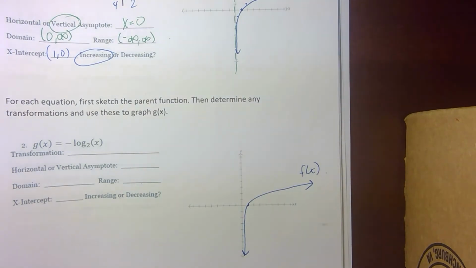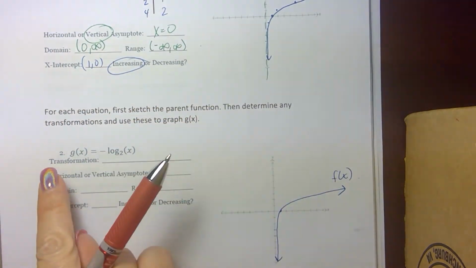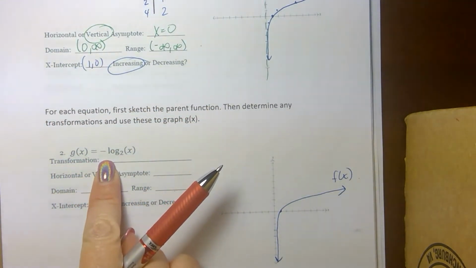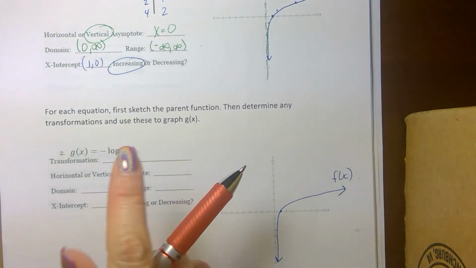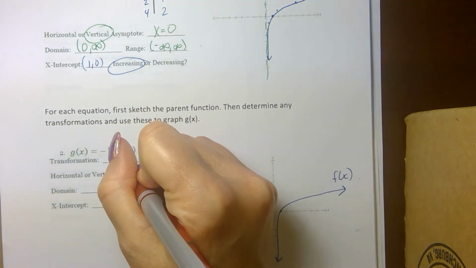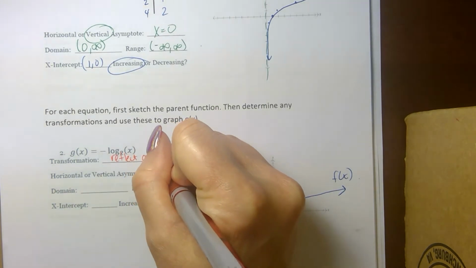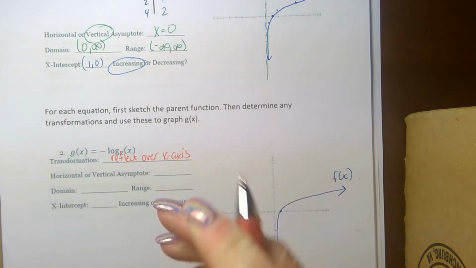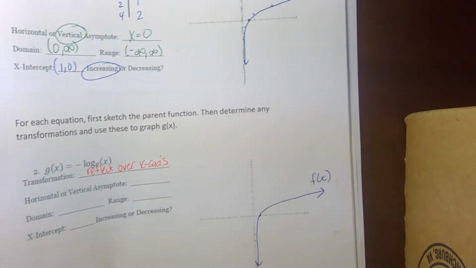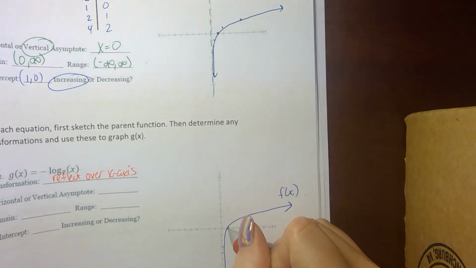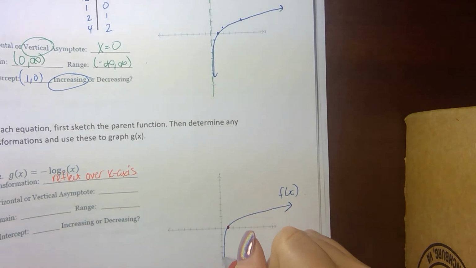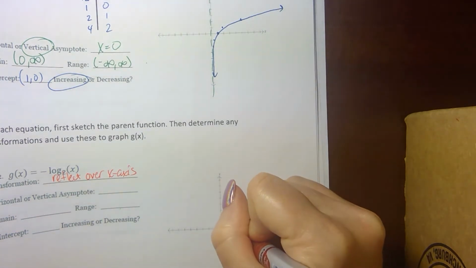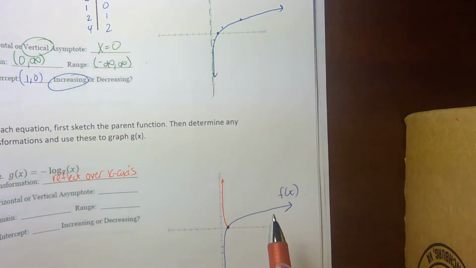Now we're going to attack the transformed function g of x. G of x is equal to negative log base 2 of x. Well, when I stick that negative out front, that tells me to reflect over the x-axis. I'm going to reflect over the x-axis. When I reflect over the x-axis, it's still going to go through this point, but where this tails off down, it's going to go up because it reflects.